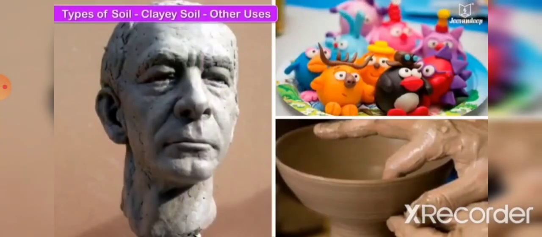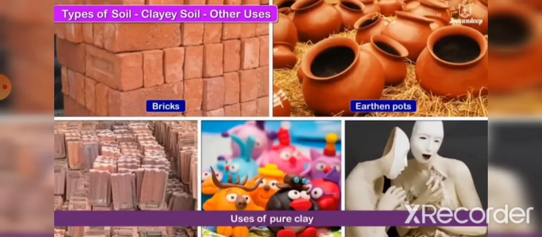What are the other uses of clay soil? It is used in making statues, pots, bricks, toys, earthen pots, roof tiles, clay toys, statues. These all are the other uses of clay soil.